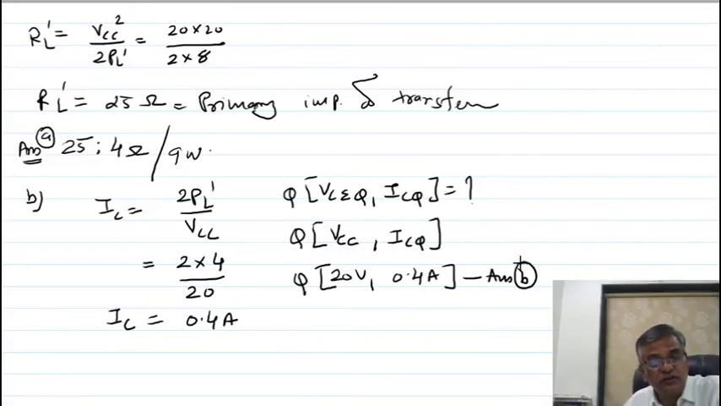They are asking you to find the operating point. So I have to find VCQ, ICQ. VCQ is nothing but the VCC, and already we have found the ICQ.